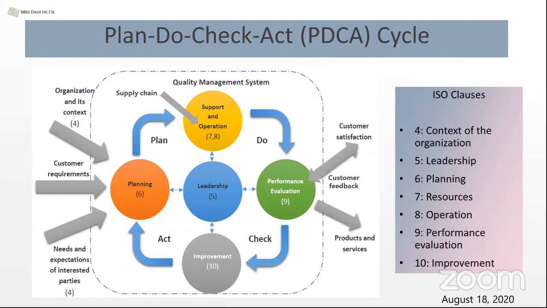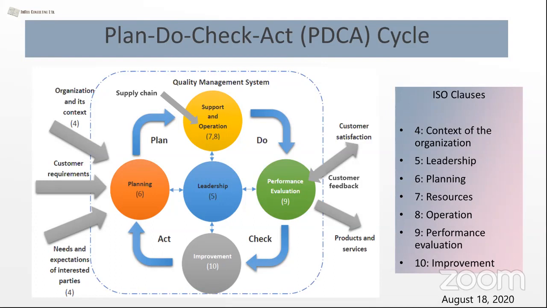The first 3 clauses are just introductions and definitions, but the requirements of ISO really start with clause 4. They go from clause 4 through 10. Okay. Now, the clause numbers, if you look in the diagram, are shown in parentheses. So each section has a number in parentheses, and that number relates to the ISO clause.